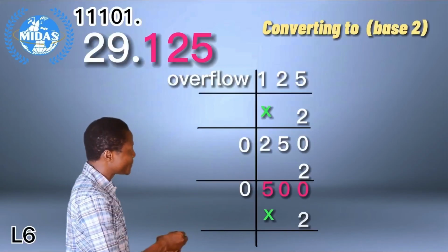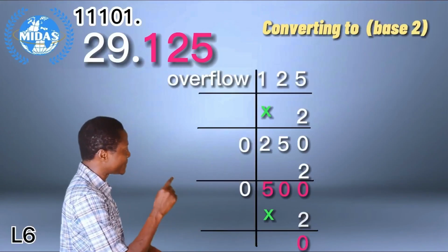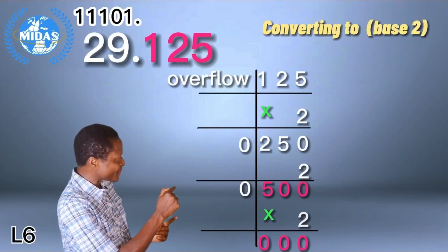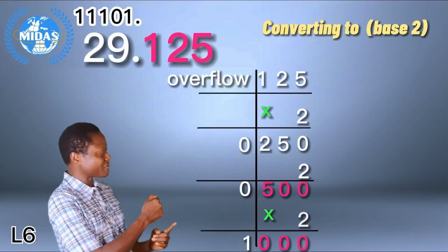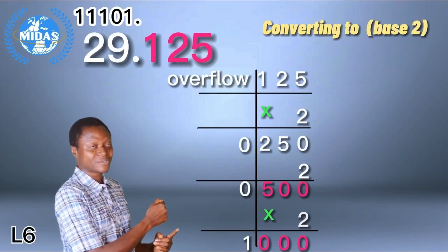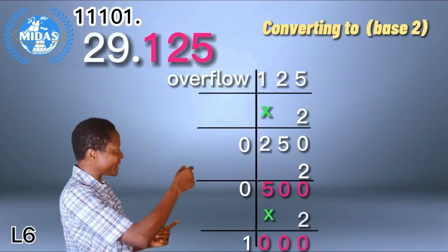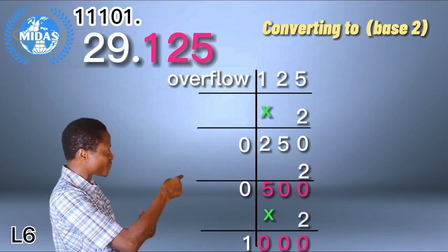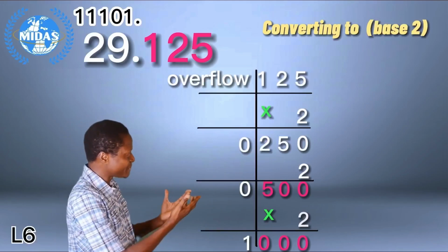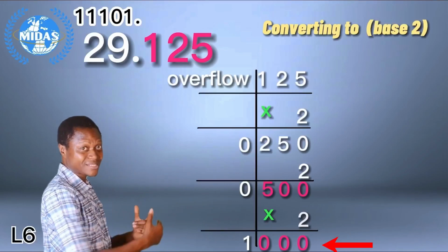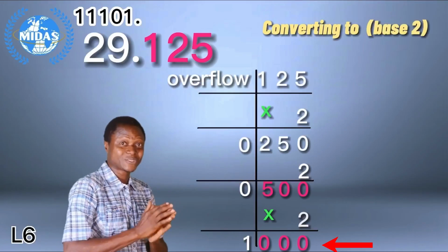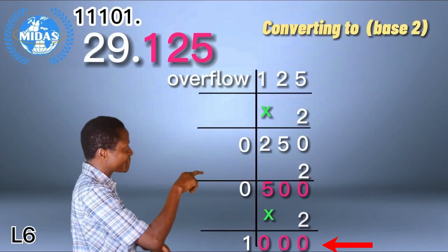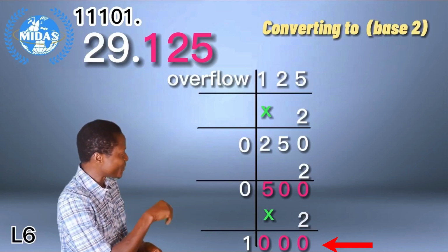2 times 0 is going to give us 0. 2 times 0 is going to give us 0. 2 times 5 is going to give us 10. So we're going to write 0. That 1 will go to the overflow. That is it, because there is no any other number. So now we have 0, 0, 0 on the other side, which means we cannot do any multiplication again. So what we have in the overflow is 0, 0, 1.